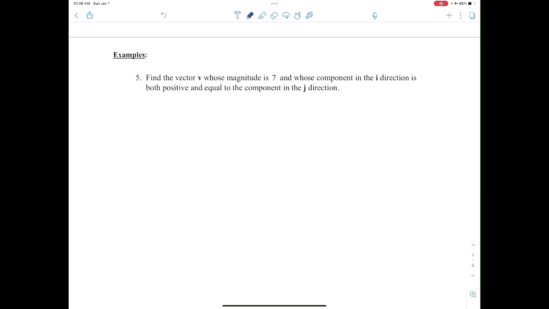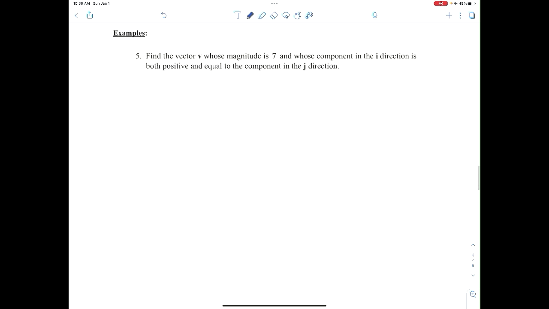Next, let's find the vector v whose magnitude is 7 and whose component in the i direction is both positive and equal to the component in the j direction. So this is almost like a vector riddle. They're giving us different clues about our vector, and we're supposed to piece together what we know about vectors and how they work in order to find out what the vector is.